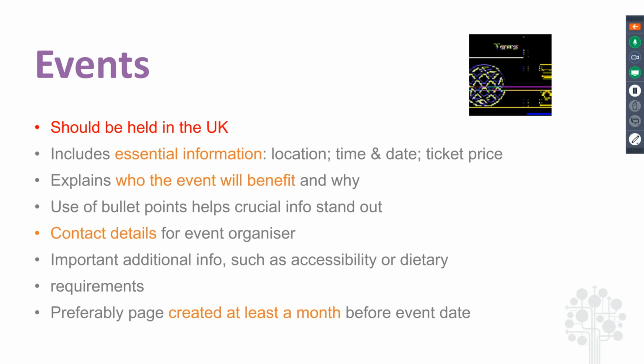Include the use of bullet points and numbered lists to help important information stand out. This could be aims and objectives or learning points in a formatted list. Contact details for the event organizer are also useful, so add those so users can get in touch if they have any queries. And include other important information of relevance, for example, whether the venue is accessible to those with disabilities, or if users need to let event organisers know of any dietary requirements.